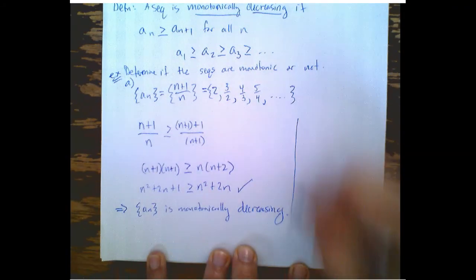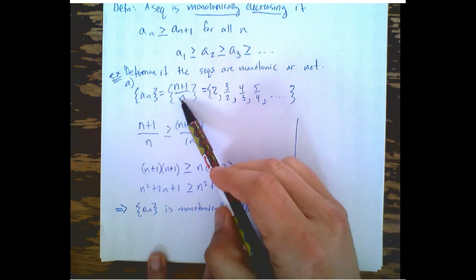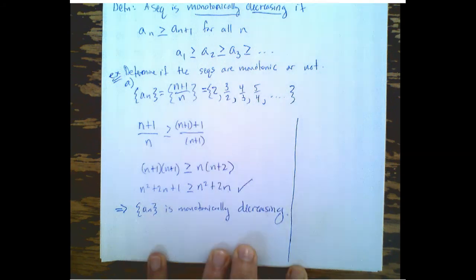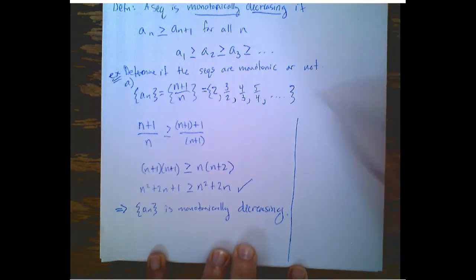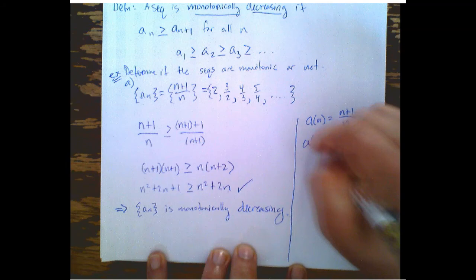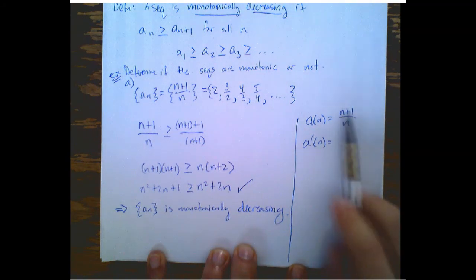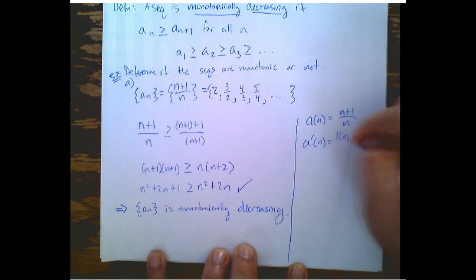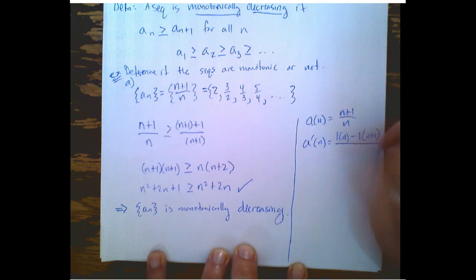Another way is to show that the derivative of this function with respect to n will always be negative, right? If the derivative is always negative on our domain from 1 to infinity, then we should be able to conclude that. So if a of n is n plus 1 over n, what's the derivative of this function? Well, let's use the quotient rule. So it's the derivative of the top times the bottom minus the derivative of the bottom times the top, over the bottom squared.